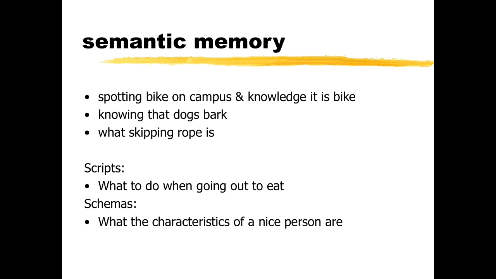Semantic memory also involves what are referred to as schemas, which include things such as what the characteristics of a nice person are. That, for example, a nice person might do a favor for you or might smile at you, and a nice person isn't going to steal something from you or call you names, for example.